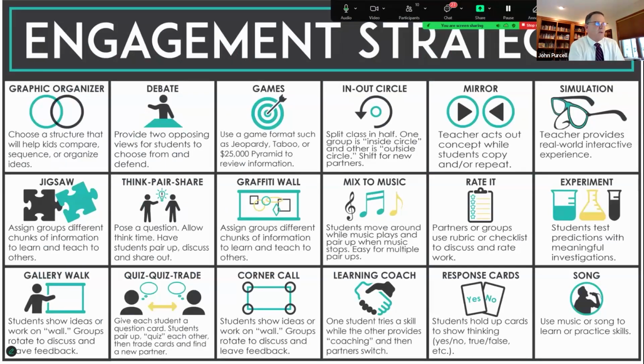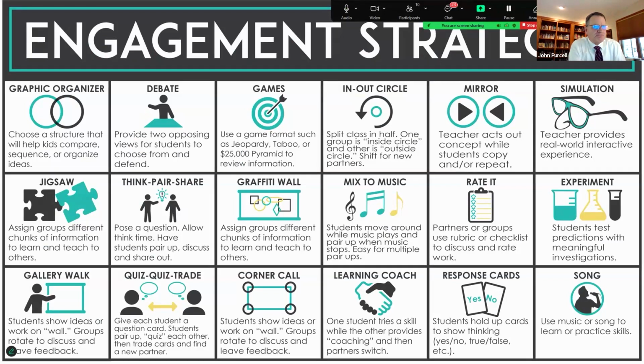I'm looking at this screen because it's bigger and my old eyes can read it. I'm not going to go through all of these, but you see the Think, Pair, Share. You see the graffiti wall. Response cards, even using response cards. These are all engagement strategies that you can use, and I have seen a number of these being used. Jigsaw is huge. We're going to talk about that in a minute. Using the jigsaw approach for engagement is very, very successful.